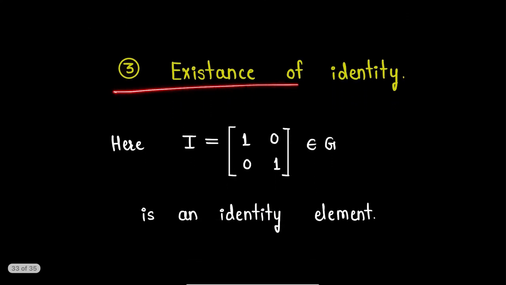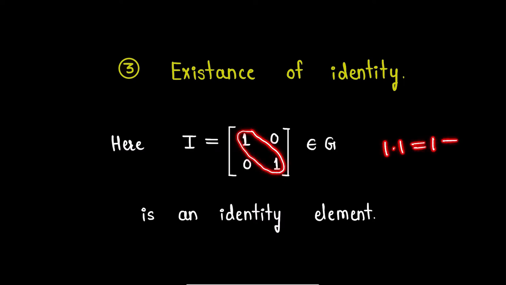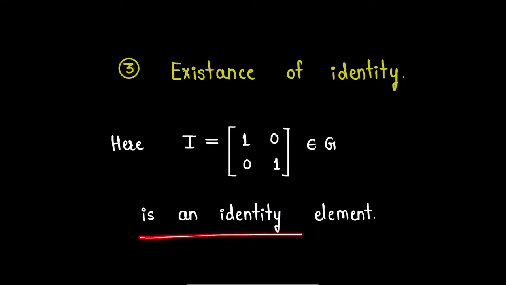Now, next one is existence of identity. Observe that the 2 cross 2 identity matrix I is a matrix in set G, as I is an upper triangular matrix and the product of diagonal entries, that is 1 dot 1, is 1, which is not equal to 0. Therefore, the 2 cross 2 identity matrix will be an identity element with respect to the given binary operation. Thus, the existence of identity property holds.